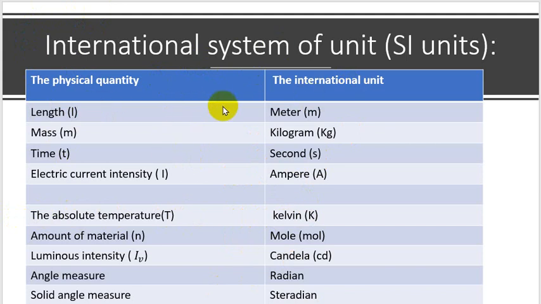Length is measured by meter, mass by kilogram, time by second, electric current intensity by ampere, the absolute temperature by Kelvin, amount of material by mole, luminous intensity by candela, angle measure by radian, and solid angle measure by steradian.